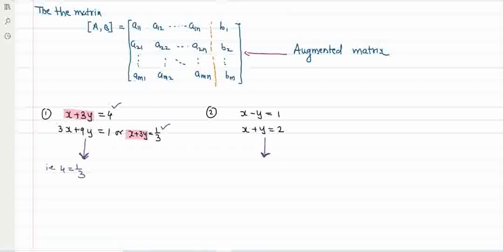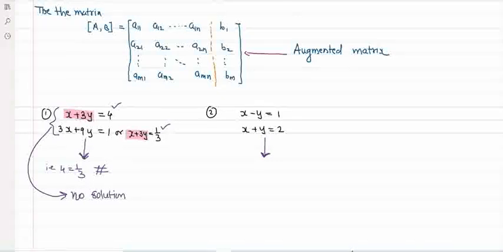No, sir. This is not possible, which is a contradiction. That means in this case, if you consider these two equations simultaneously, there does not exist a solution. What is meant by solution first? Okay, let us see the definition. What is meant by solution? Which satisfies the equation. You have to find the values of the variables which satisfy the two equations simultaneously. But in this case, solution does not exist.